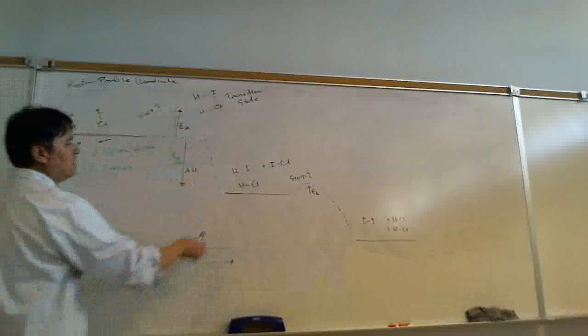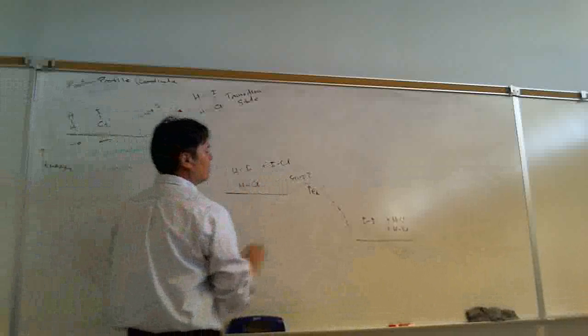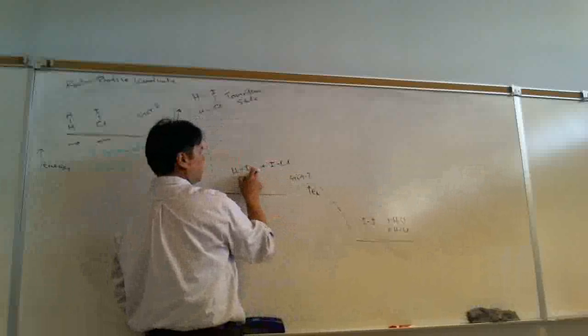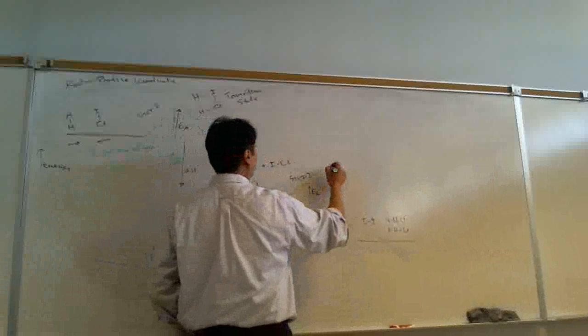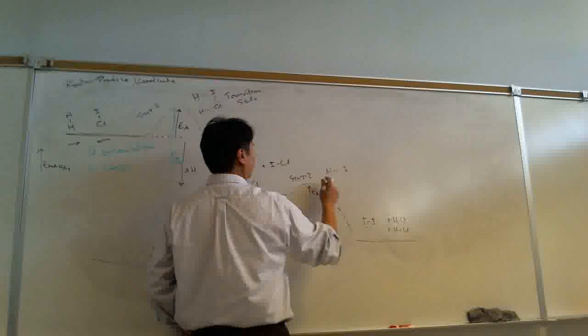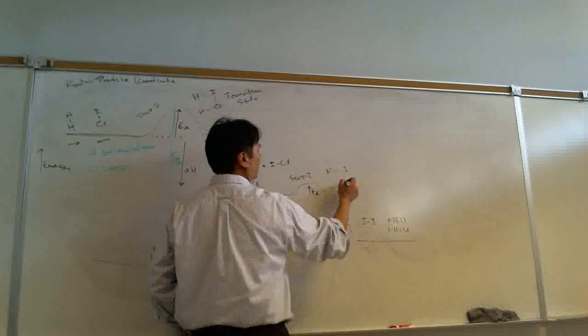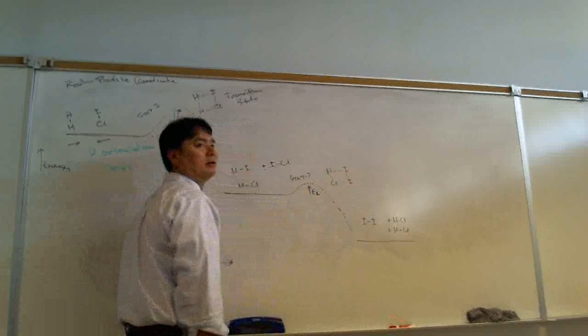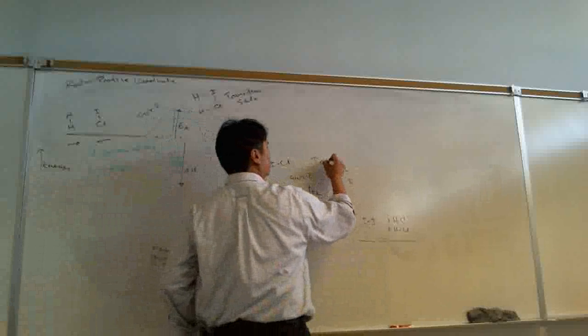And so we have another simple collision here. We generate some kind of intermediate here. The orientation for this collision has got to be like this, where if we have an HI like this, then we want to be breaking the ICl bond and forming the HCl bond and forming the II bond. And so this would be the second transition state here.